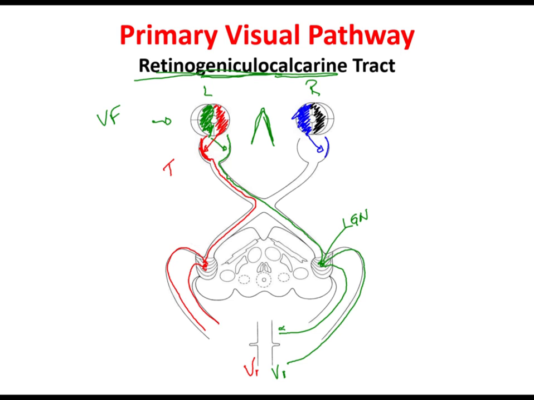And now if I draw the pathway, this is the pathway here. It now projects to the lateral geniculate body on the right. And now through the optic radiations, they project and terminate. Those axons would project to the primary visual cortex on the right-hand side.